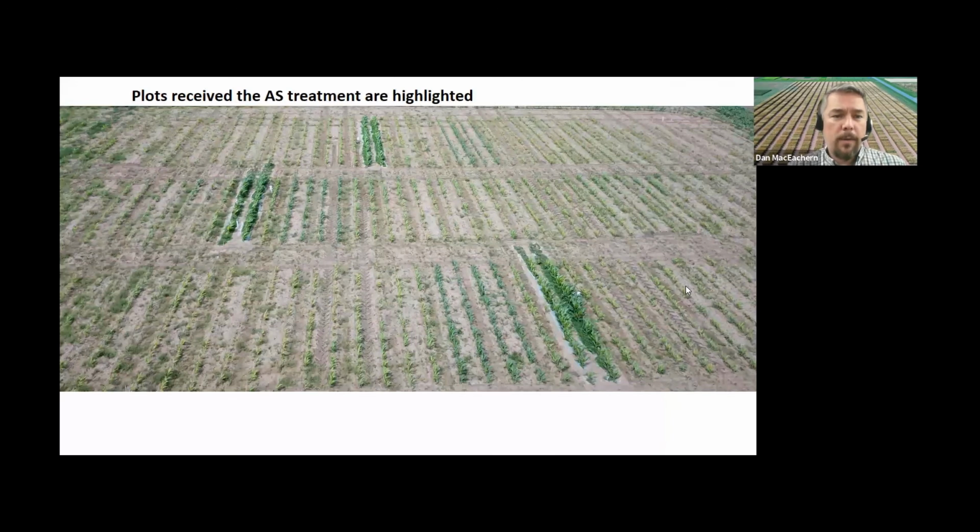And so when it comes to ammonium sulfate, this is an older picture, I believe from 2018. But what I wanted to show here is that if we look right here, we'll see that the plants are a little bit greener, noticeably greener. And so that is the ammonium sulfate treatment. And after some time, those plants caught up to those under the plastic treatment and then surpassed them.